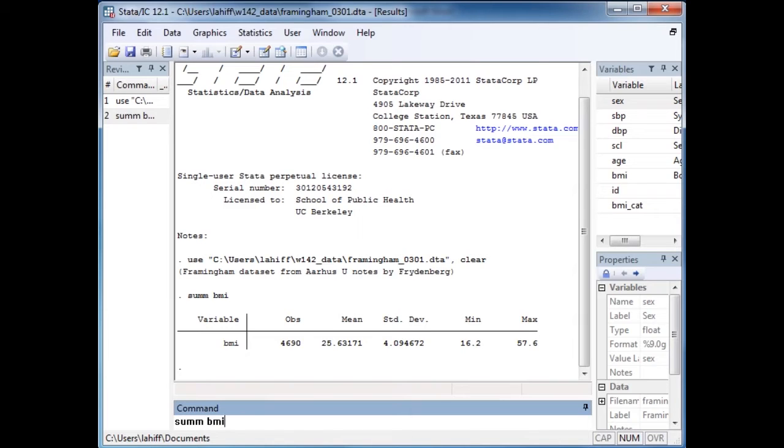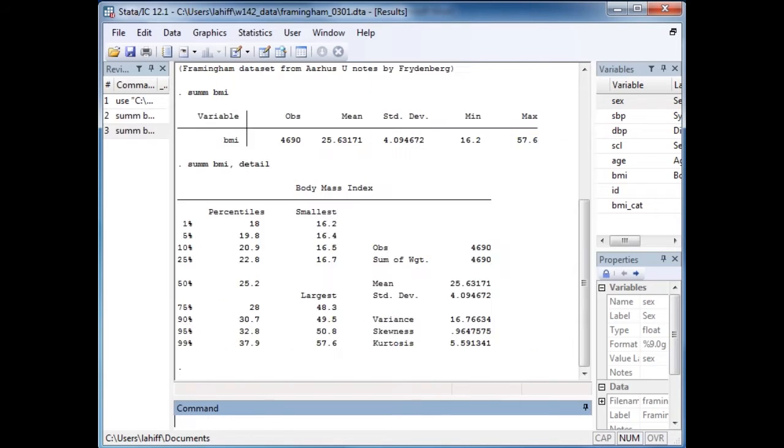There's an option on the summary command to look at a more detailed summary. The summary command with the detailed option essentially gives us 3 columns of information, although Stata doesn't actually physically delineate the columns. In the left-hand column, Stata gives us selected percentiles of the data set. For instance, we can read from this column that the 25th percentile, the first quartile Q1, is a BMI value of 22.8. The median, or 50th percentile, is a BMI value of 25.2. The 75th percentile, or third quartile Q3, is a BMI value of 28.